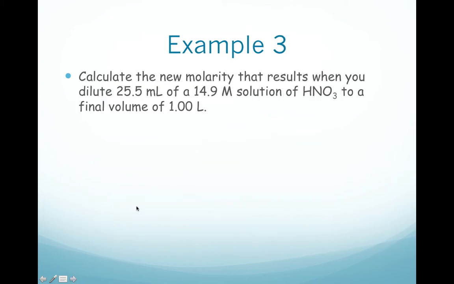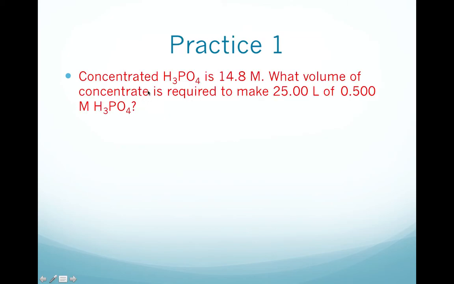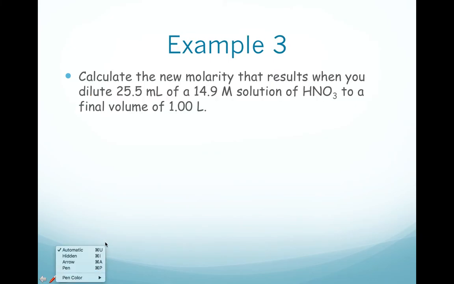Hey, here's another one. It says to calculate the new molarity that results when you dilute 25.5 milliliters of a 14.9 molar solution of nitric acid to a final volume of 1 liter. So here we go. Write down the things we know. I know I have 25.5 milliliters, I have 14.9 molar solution, and I have a final volume of 1 liter.